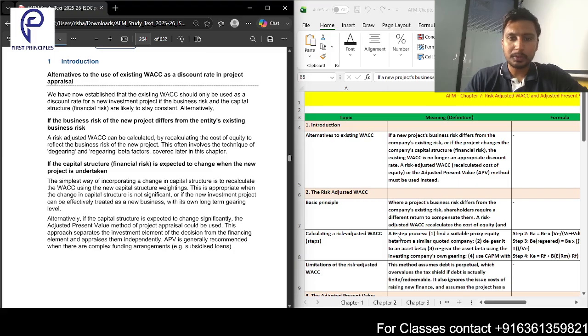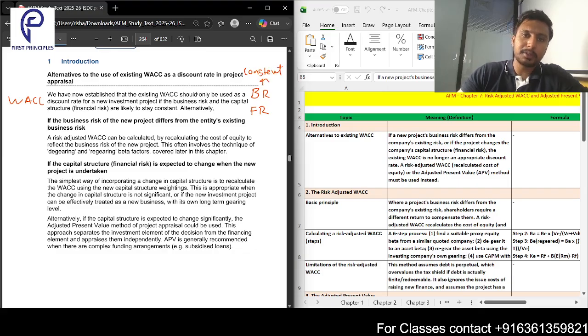So now looking into the topic here, in the introduction part, alternatives to using WACC. We have now established that WACC should only be used if the business risk and the capital structure are likely to stay constant, right? If they are likely to stay constant, use WACC. So you use WACC when the business risk and the financial risk both are likely to stay constant even after you start a new project.